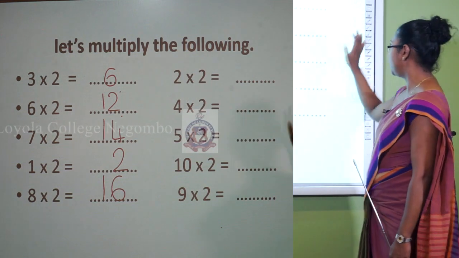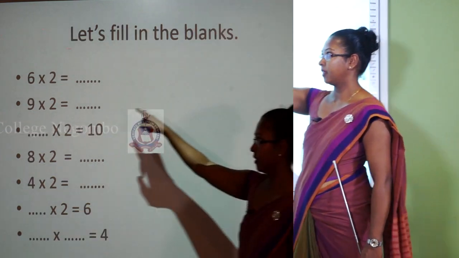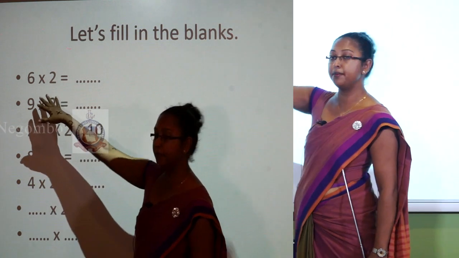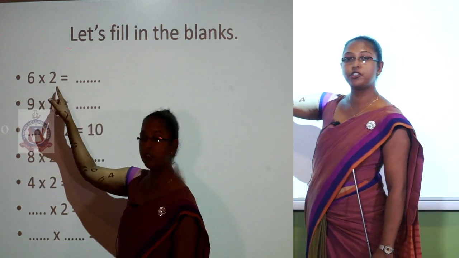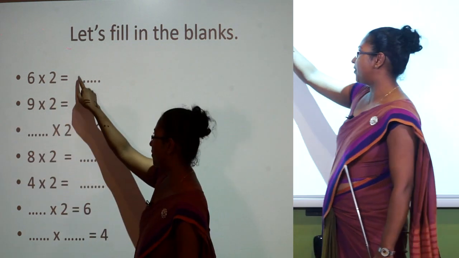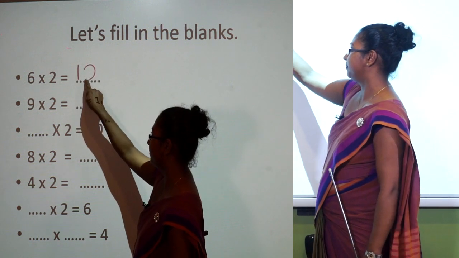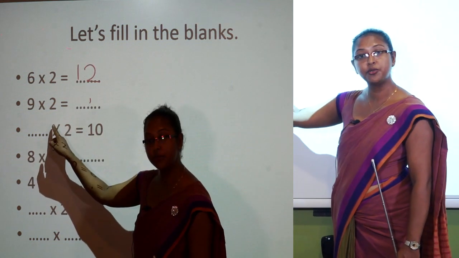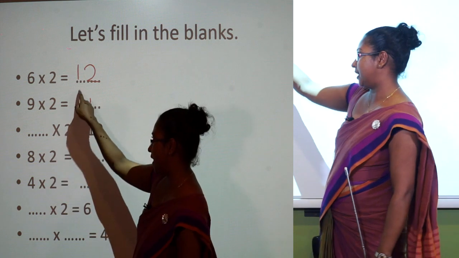And there's another for you. Look at this now. The same way, 6 times 2 is 12. Good. 9 times 2 is 18. Very good.